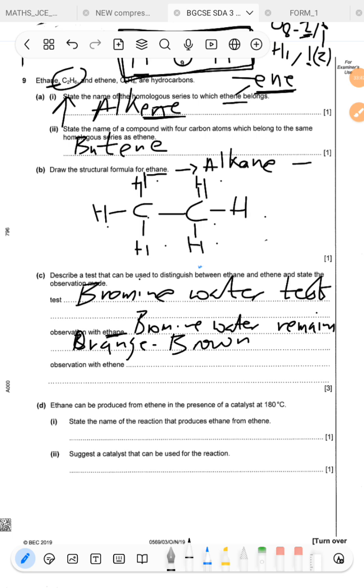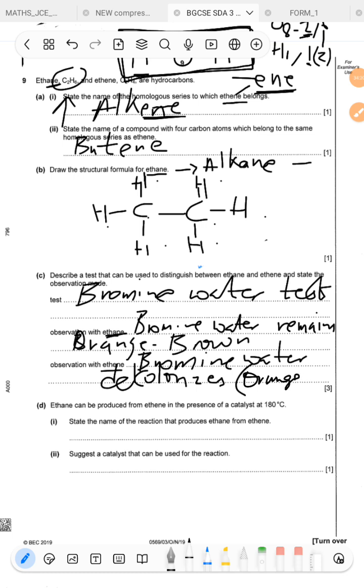And then with ethene, what's going to happen is that the bromine water will react with ethene in an addition reaction, which is essentially a halogenation reaction. So that means when that happens, the bromine water will decolorize. So we just say bromine water decolorizes. Essentially it changes from orange-brown to clear in color.